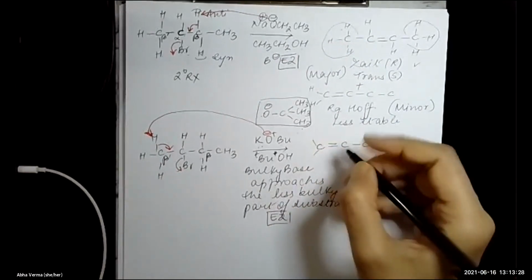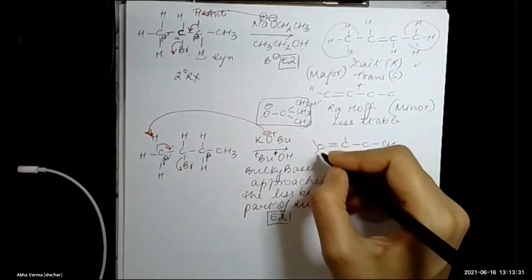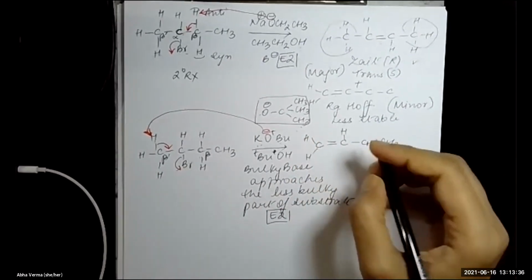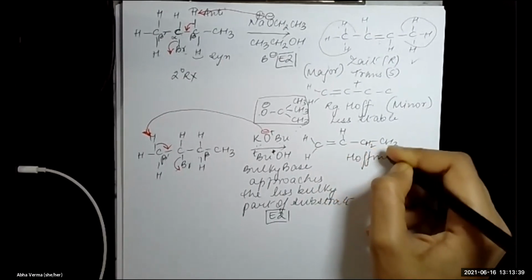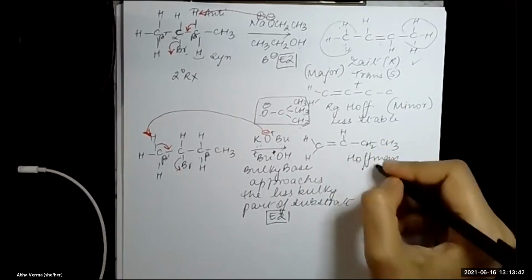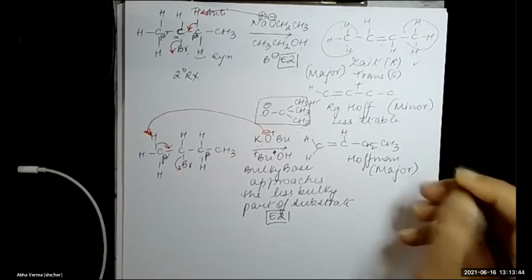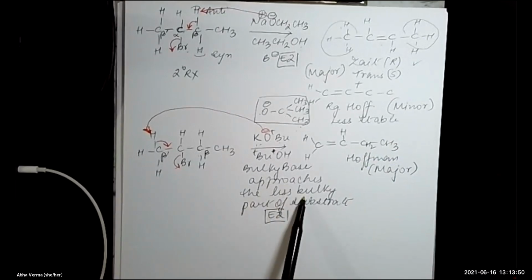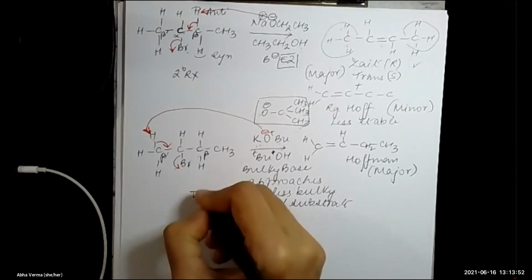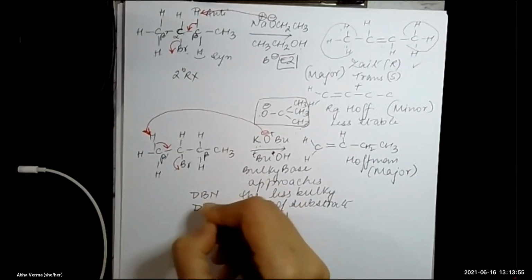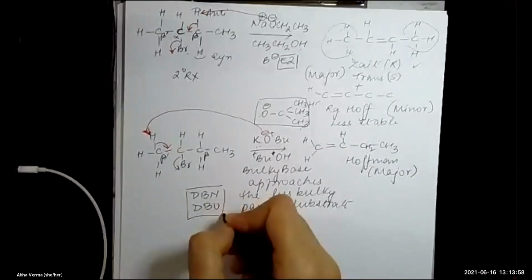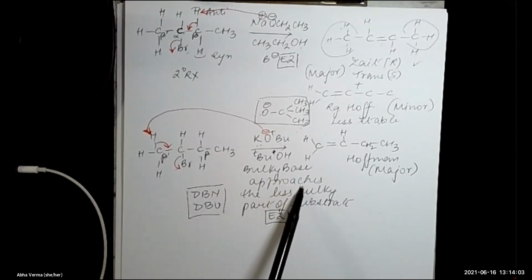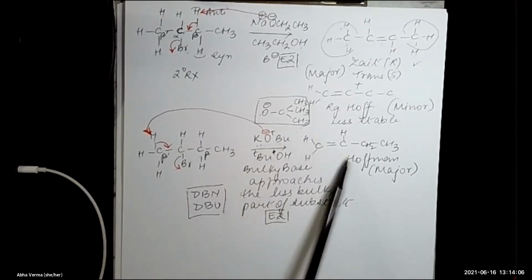Even though this is a Hofmann product, CH2, Hofmann product, less stable, but for a bulky base, this is going to be your major product. Other bulky bases that you can see are DBN and DBU. Those are your bulky bases with which we are going to get a Hofmann product.